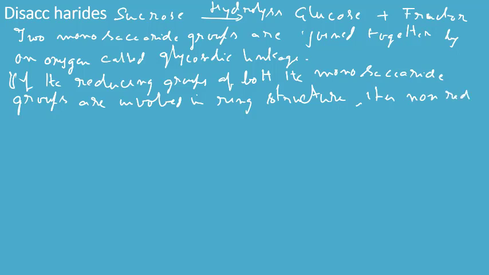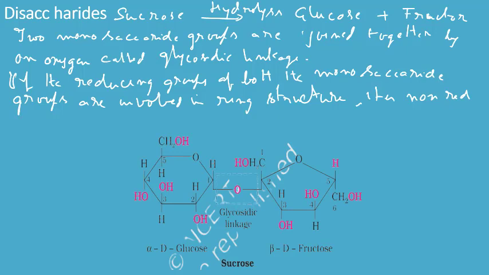Now let us see the structure of sucrose. This is the structure of sucrose. Here, this is the glucose unit and this is the fructose unit. In this glucose unit, this is the aldehyde group. Just remember how it is before the ring structure. Before the ring structure, it is like this. This aldehyde group is the reducing group. This reducing group is involved in the ring structure. Therefore, this is no more a reducing group.